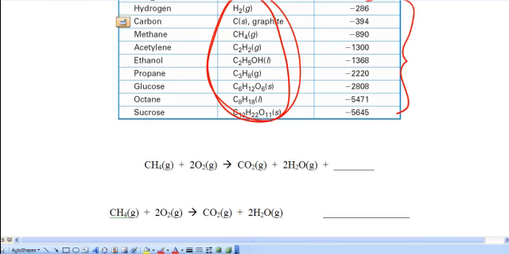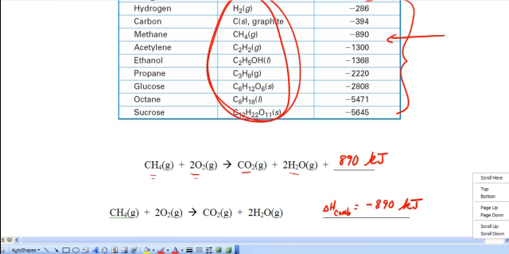First of all, the burning of methane. When you burn methane with oxygen, it produces carbon dioxide and water, as does the combustion of any hydrocarbon. According to the table, it's going to release 890 kilojoules of energy. We simply add that in as a product, or you can say that the delta H of combustion is going to equal negative 890 kilojoules. That'd be another way to express the energy change, or the enthalpy.